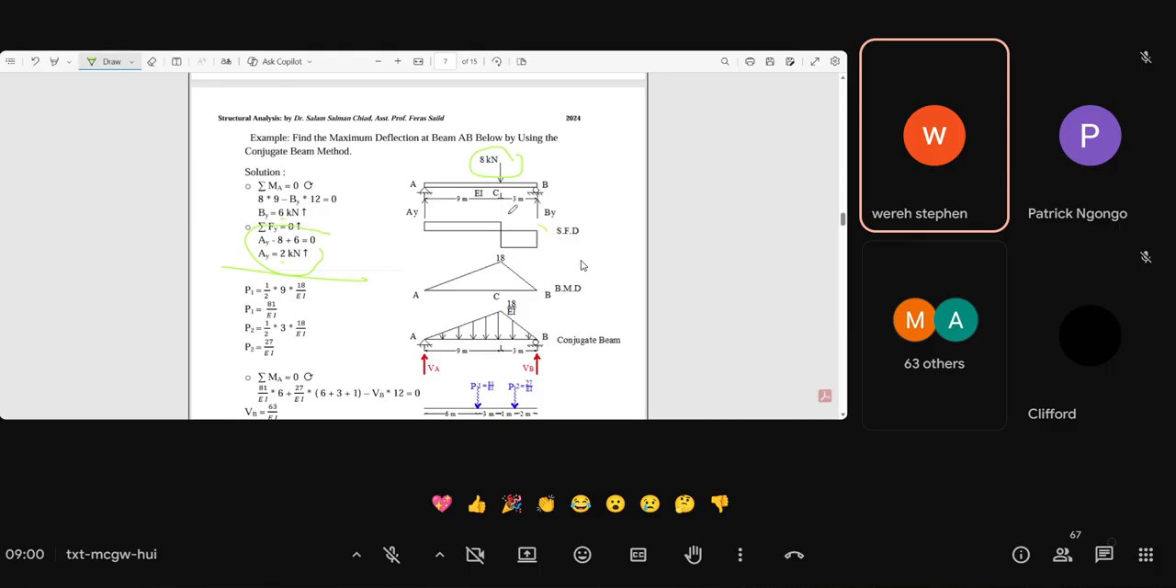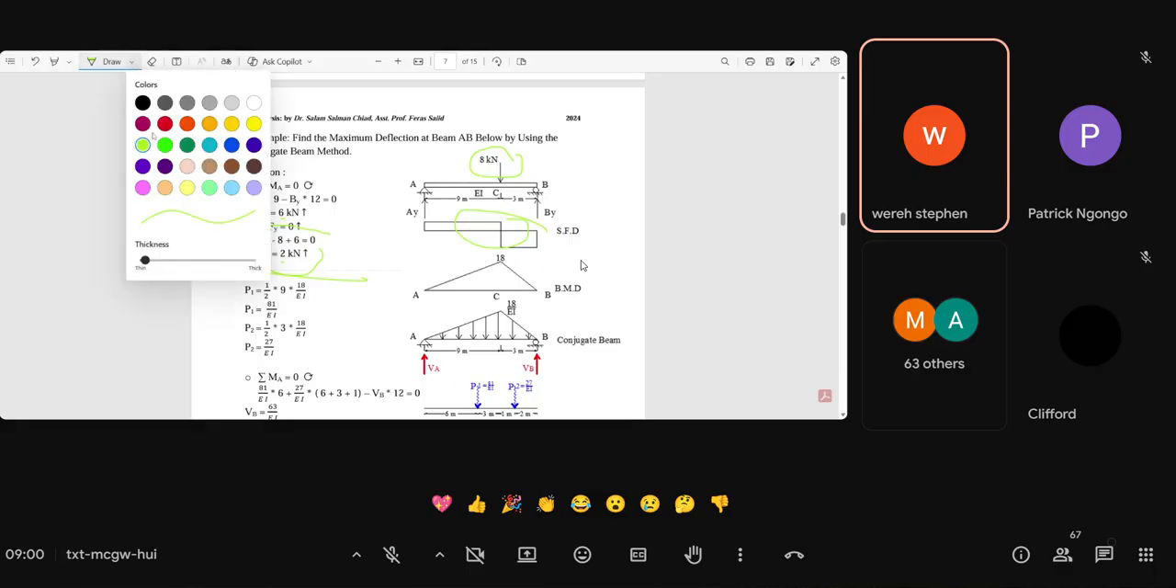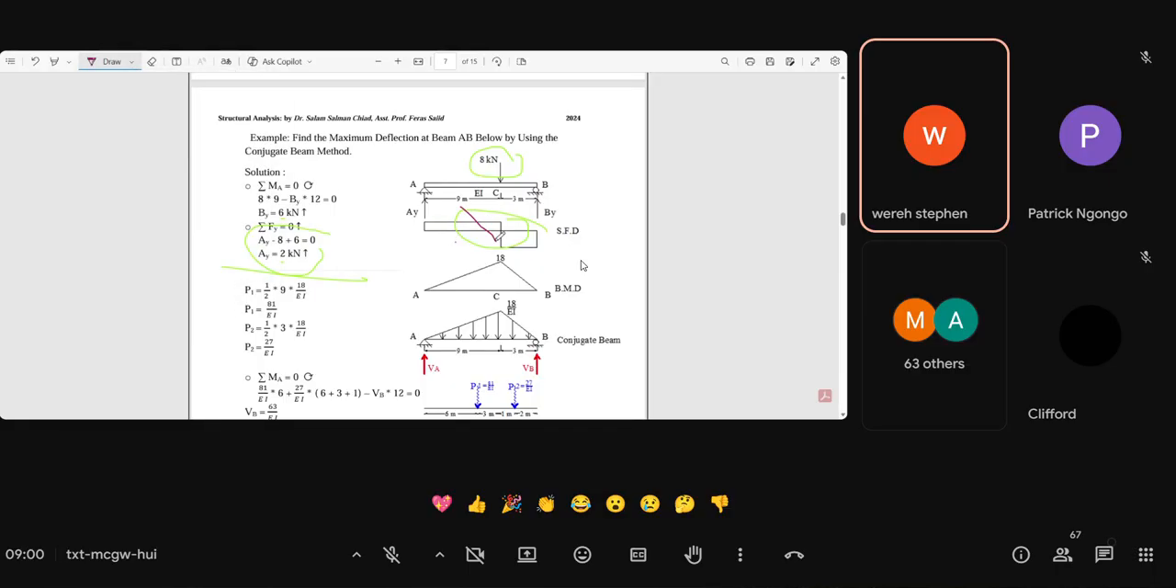Forget even about the shear force. This one is not even necessary, okay? Don't draw this one. Please don't draw it. What you need to draw is the bending moment diagram using this value of RA and RB. Use them to draw the bending moment diagram.